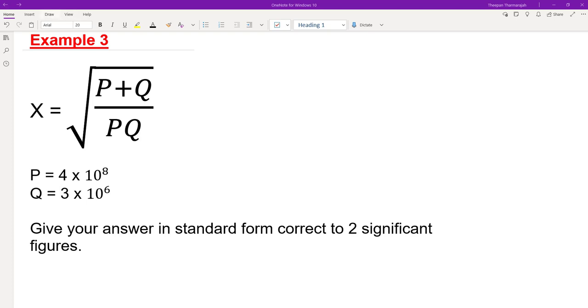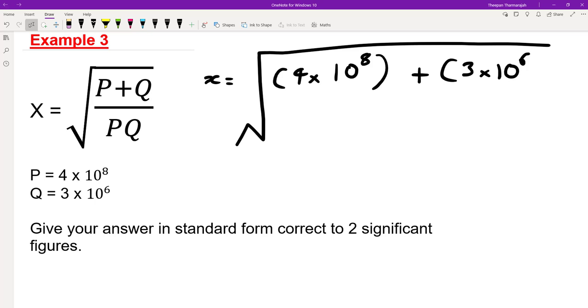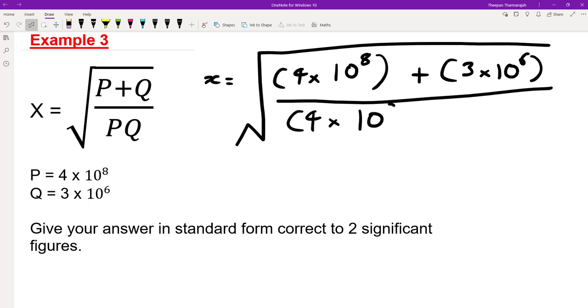Okay, welcome back. So what we've got here is the square root of p plus q divided by p times q. So we've got x equals, draw square root sign. So we've got 4 times 10 to the power of 8 plus 3 times 10 to the power of 6 divided by the product. 4 times 10 to the power of 8 times 3 times 10 to the power of 6. So we've got everything written down.